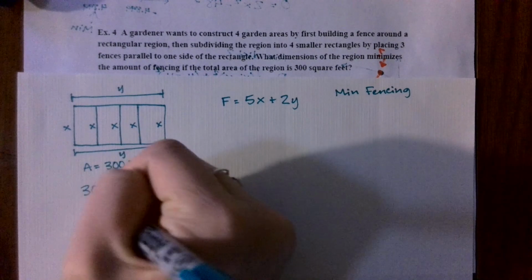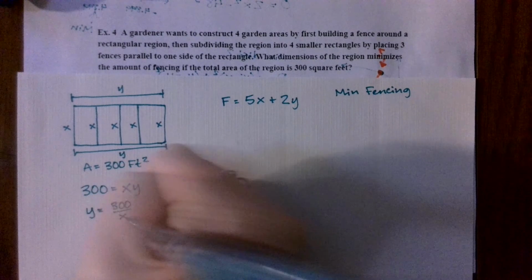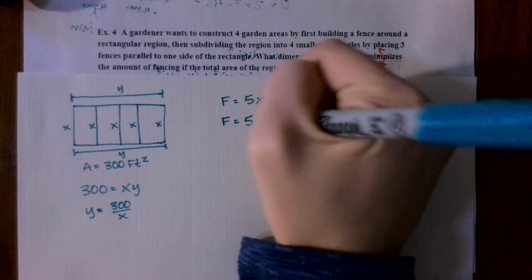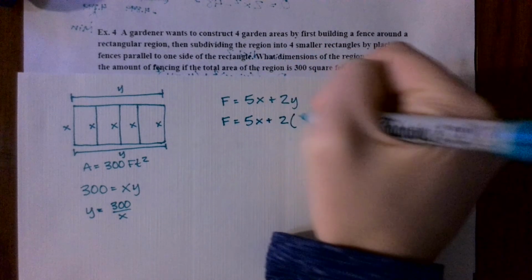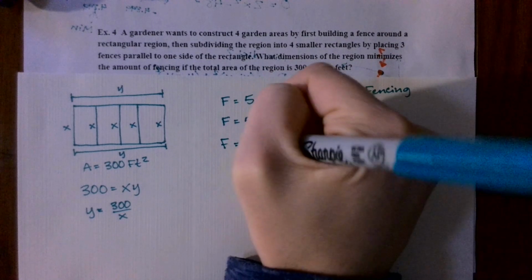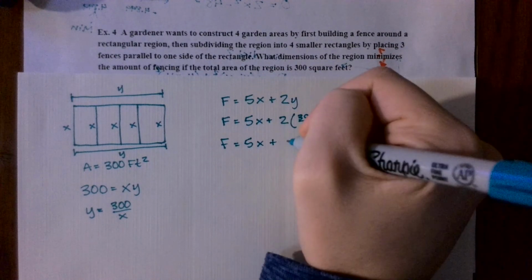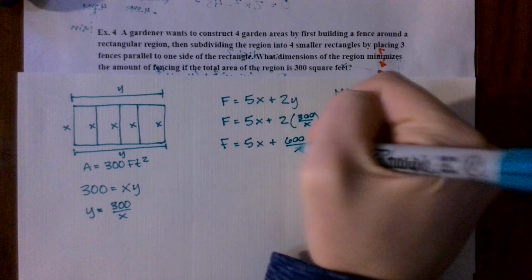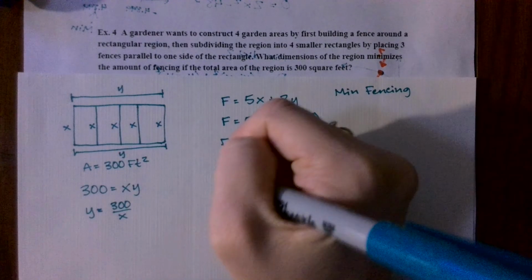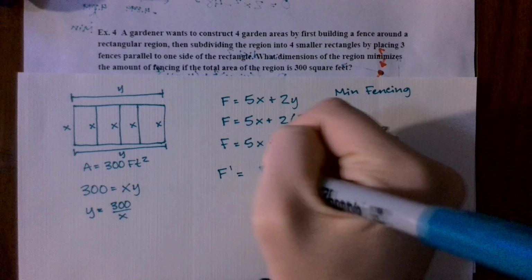So my y will be 300 over x. And then I can replace that. We've got 2 times 300 over x, or 600 over x. And I could get a common denominator before I go to find the derivative, but it's not going to be any easier because my common denominator would just make me have to use the quotient rule. So I'm going to go ahead and find f prime.